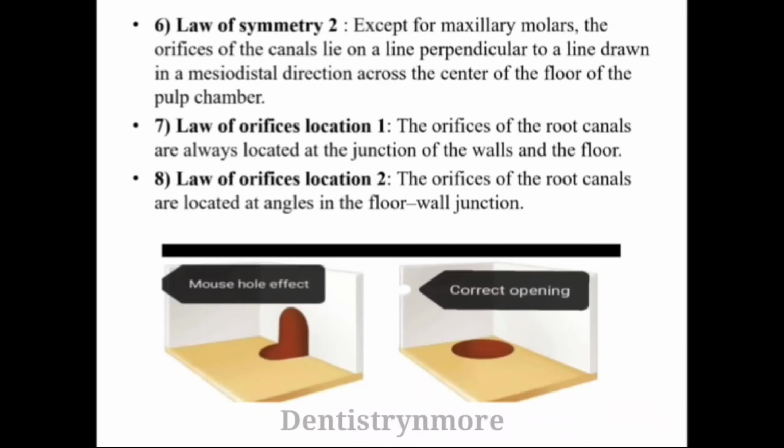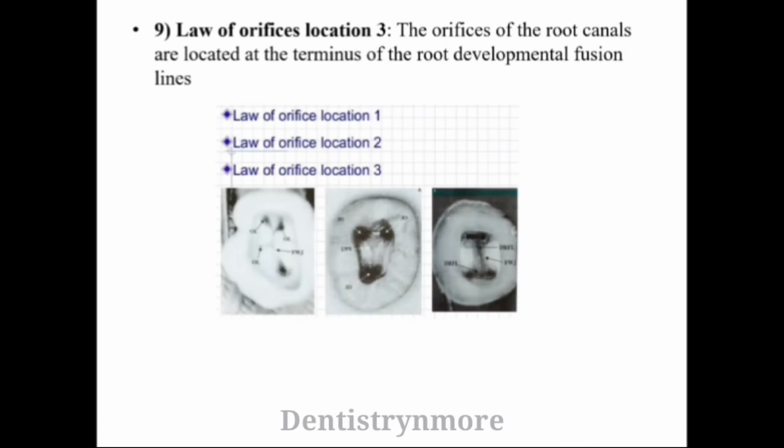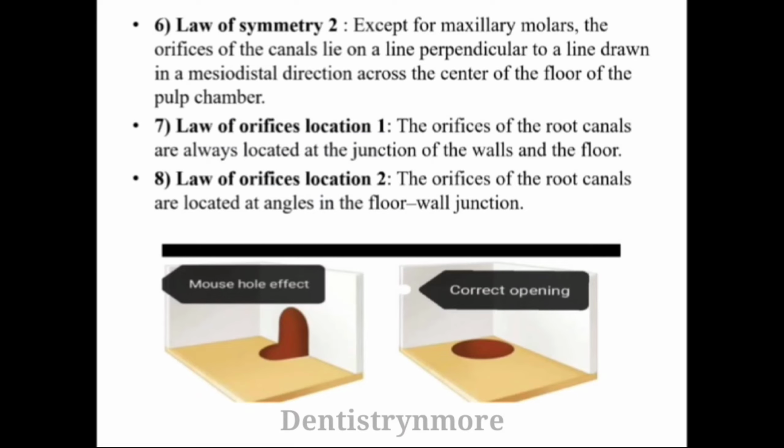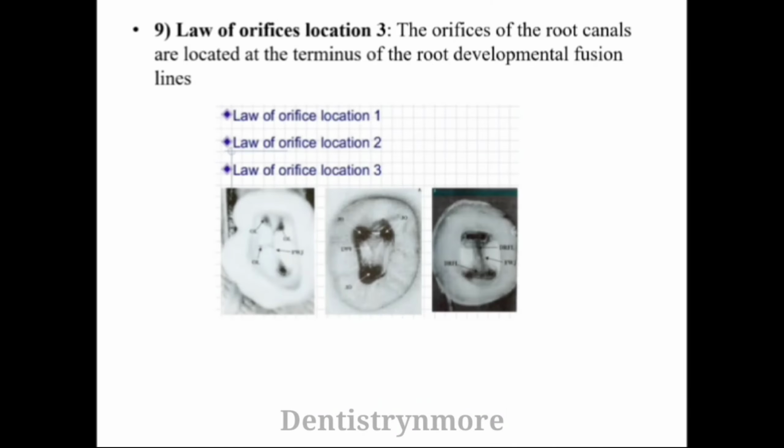Next one is law of symmetry 2. Except for maxillary molars, the orifices of the canals lie on a line that is perpendicular to the line drawn in the mesiodistal direction across the center of the floor of the pulp chamber. So there are a total of 9 laws, and the 7th one is law of orifice location 1, the 8th one is location 2, and the 9th one is location 3.